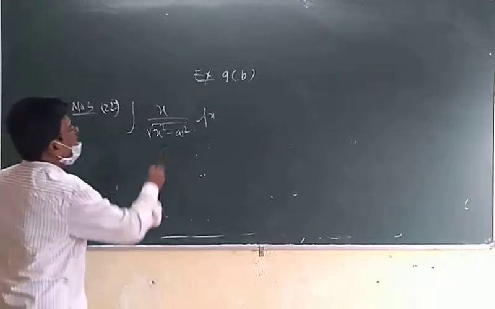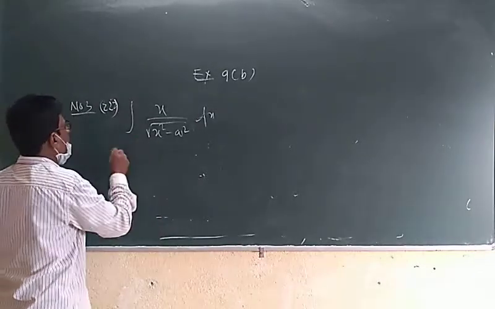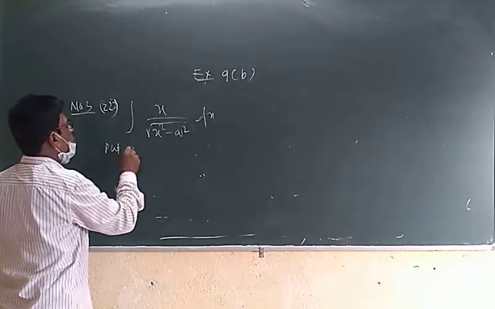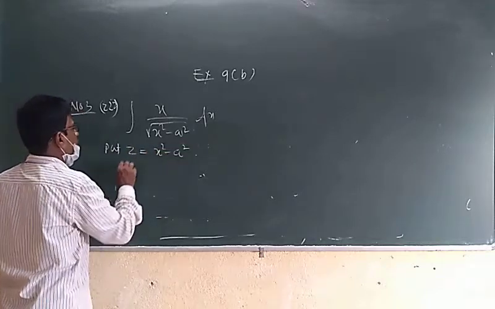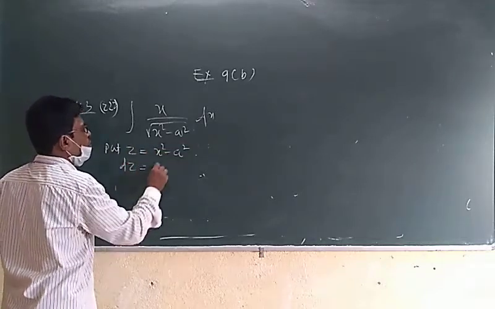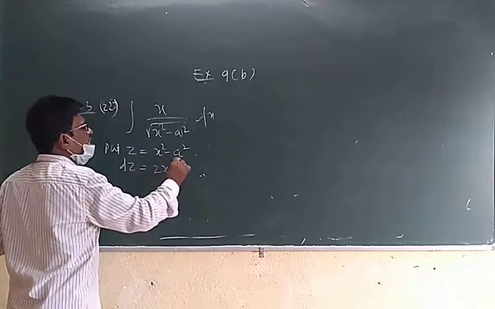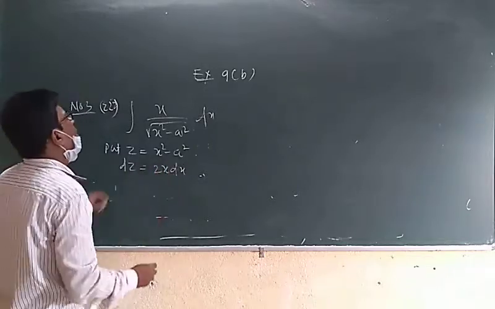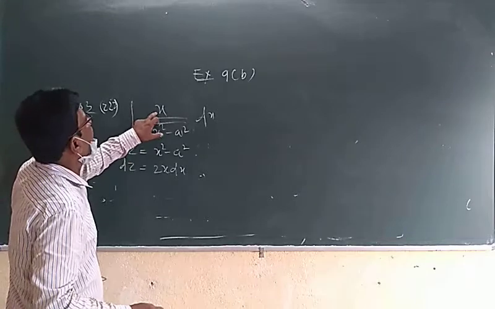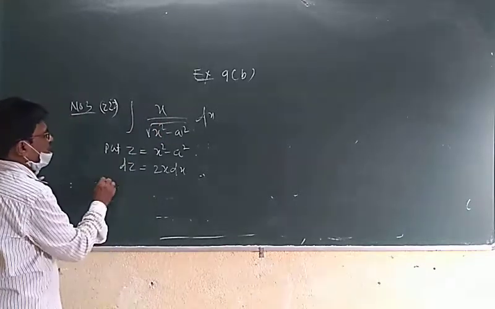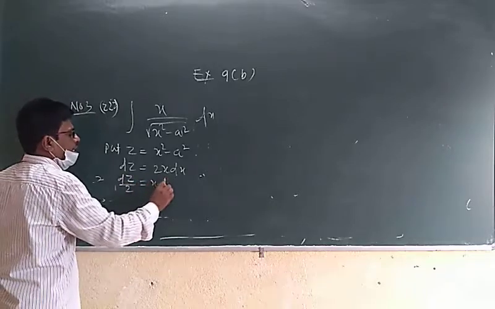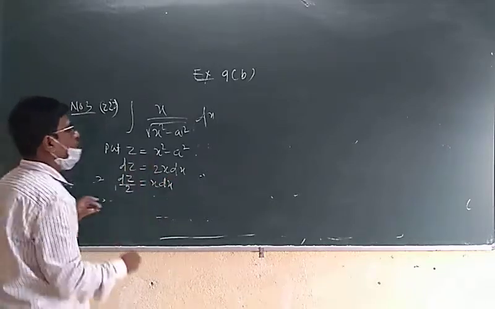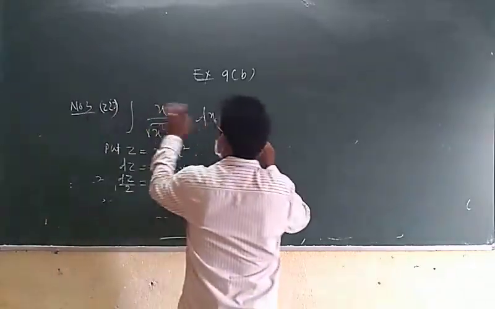Similarly, taking z as the denominator side without root, put z is equal to x square minus a square. So dz is equal to 2x dx, where a square is constant, so the derivative is 0. In this equation we have x dx, not 2x dx. So dividing by 2, dz by 2 is equal to x dx. So in place of x dx, what will remain? dz by 2 will remain.